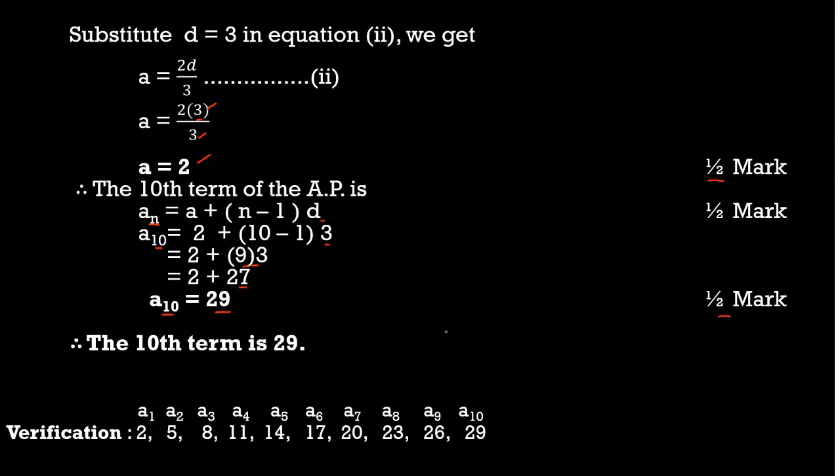To verify this answer, calculate 10 terms of this AP, adding common difference 3 to the preceding term. First term A is 2, 2 plus 3 is 5, 5 plus 3 is 8, and so on. 10th term is 29. So the answer is correct.